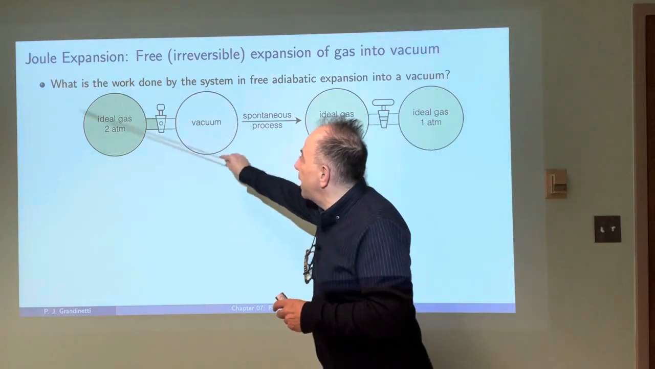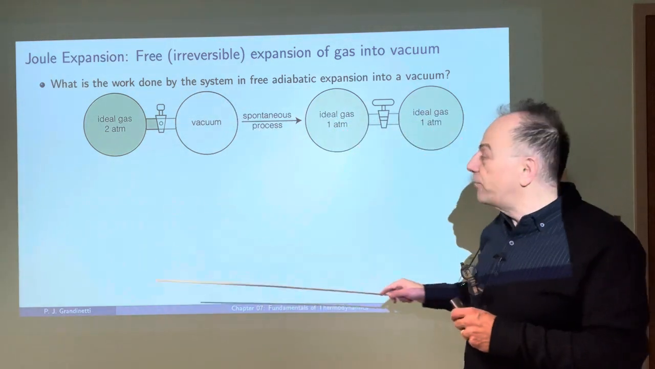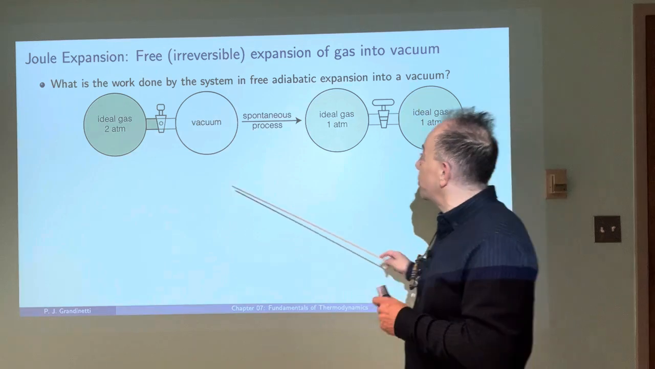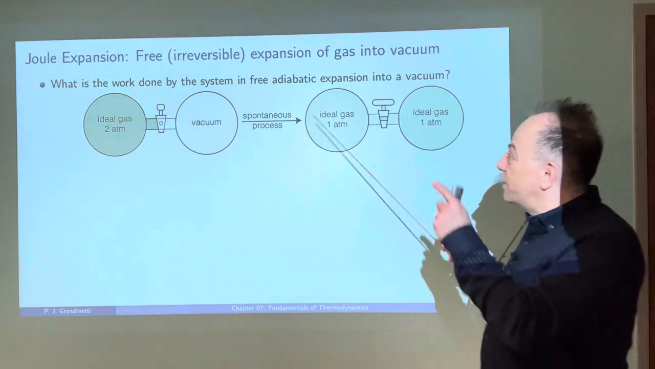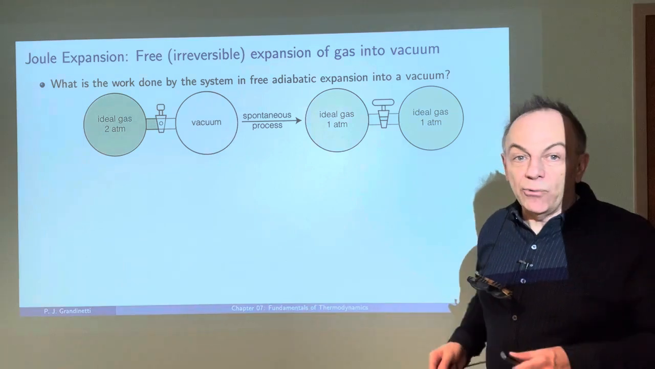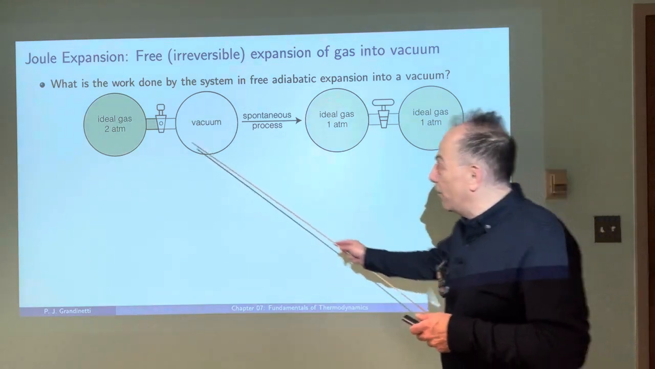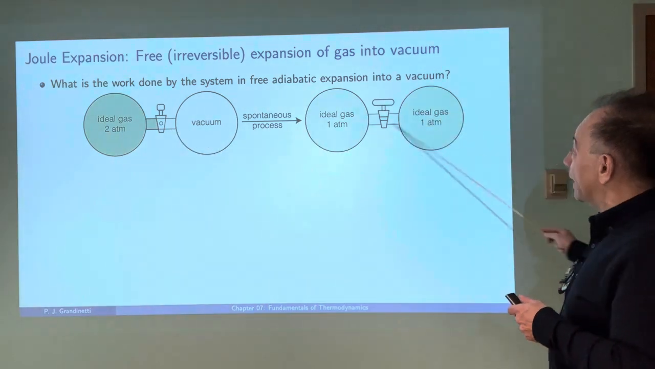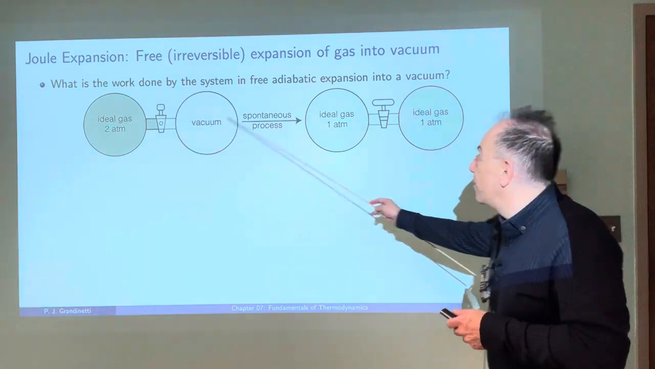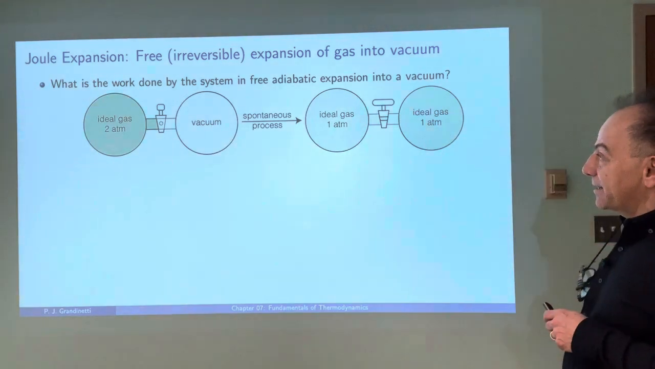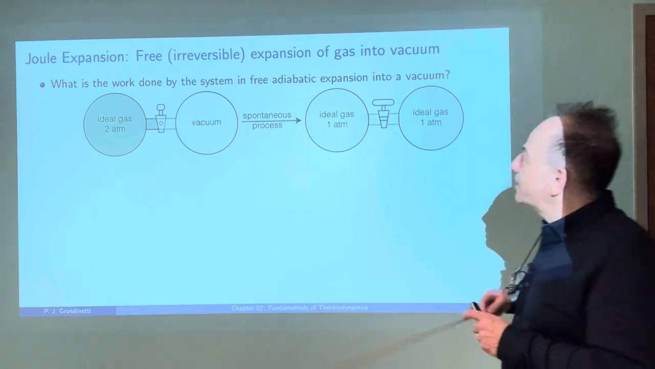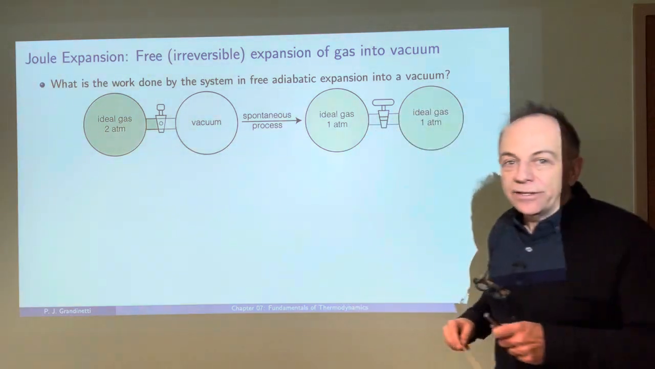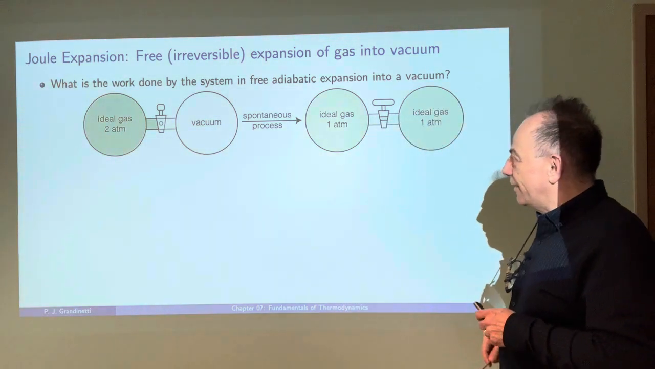So this is not connected to any kind of bath in this case. So we're having an irreversible adiabatic expansion in this process. Remember we talked about what irreversible processes look like, and when I open up that valve, that's definitely going to be an irreversible process as it goes from this state to this state, okay? So the question is, what's the work that's done by the system in this free expansion into the vacuum?